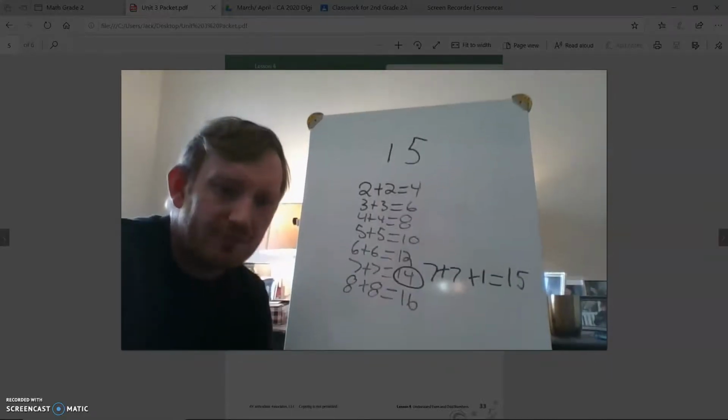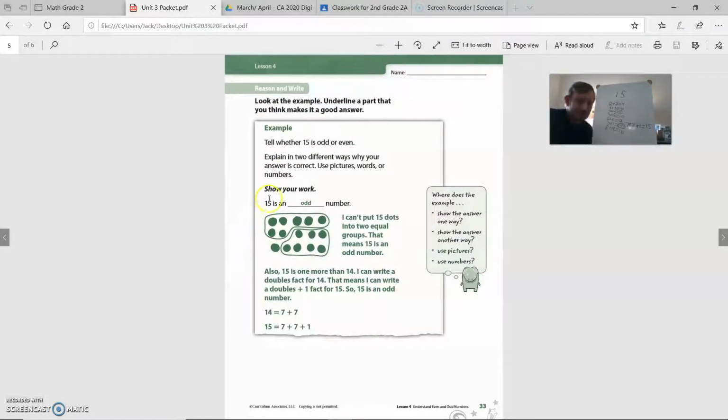So now let's go to our packet and see what they did. So they recognized that 15 is an odd number. And the first thing that they did was they drew a picture, just like ours. They had 5 on each row. 1, 2, 3, 4, 5, 6, 7, 8, 9, 10, 11, 12, 13, 14, 15. And they circled 2 even groups and found that 1 was left.